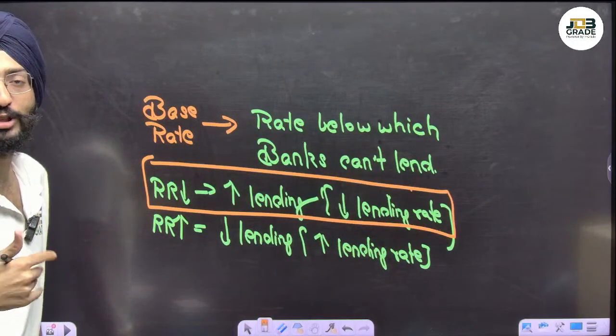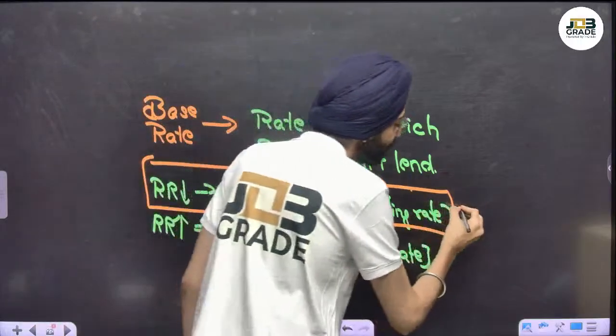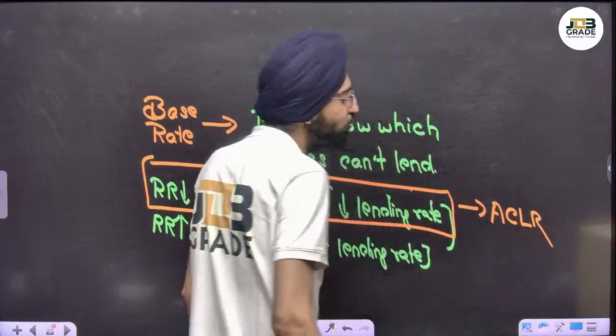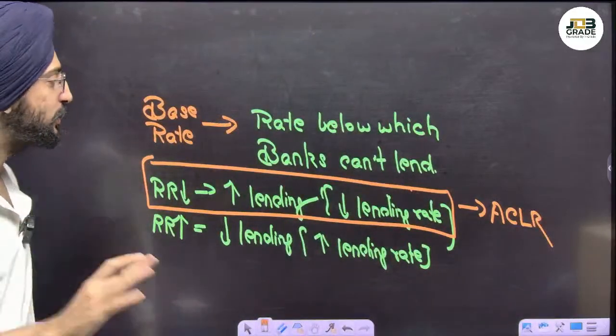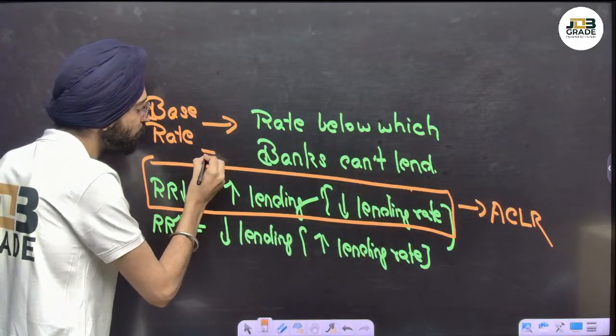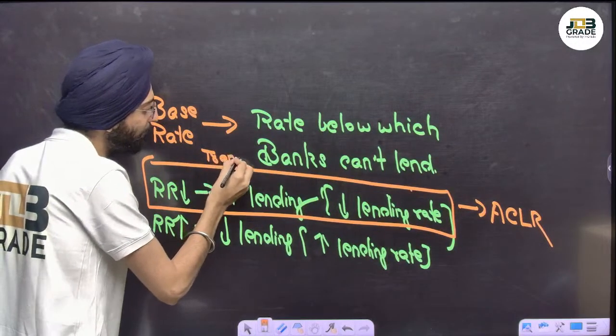What's the problem? The problem itself is ACLR, average cost of lending. Now, what's this? We have to discuss. This is the transmission system. This is the transmission, which has failed.